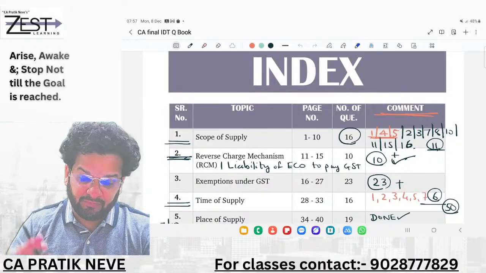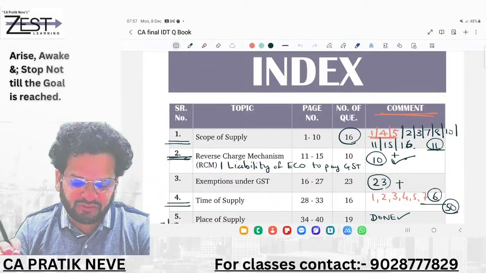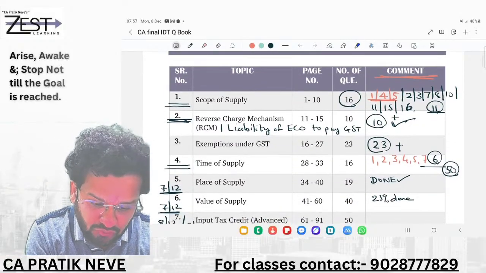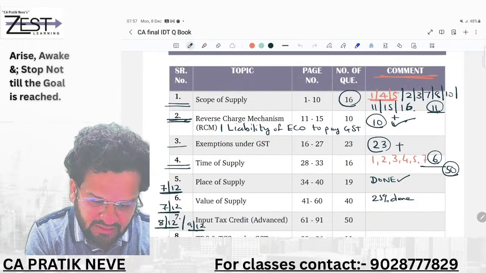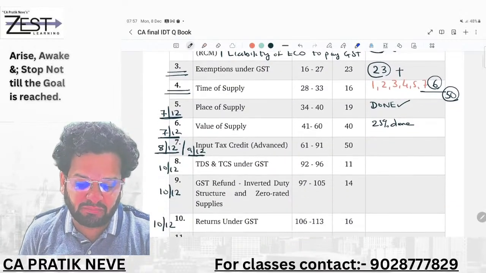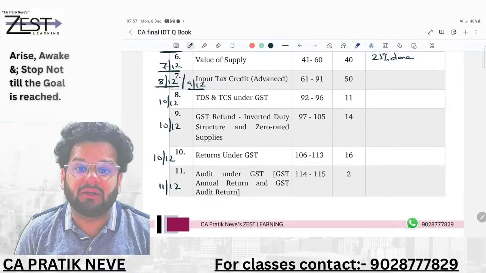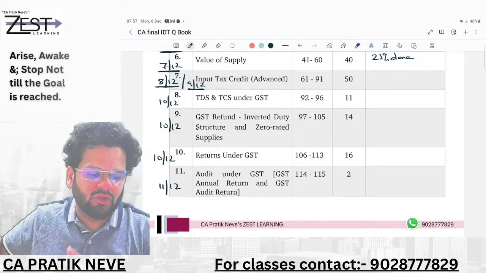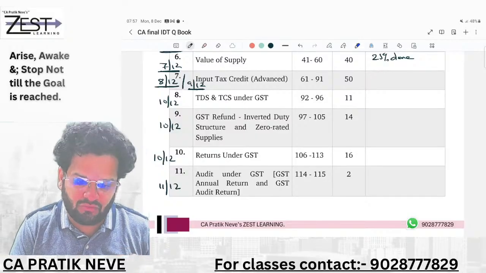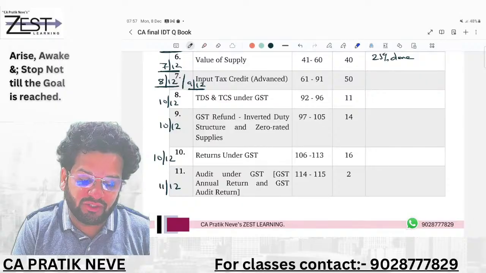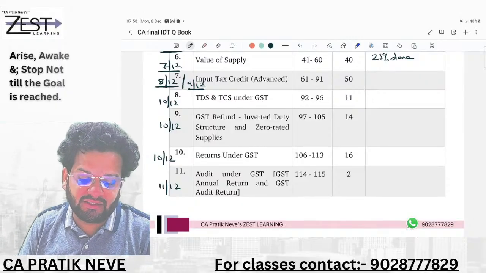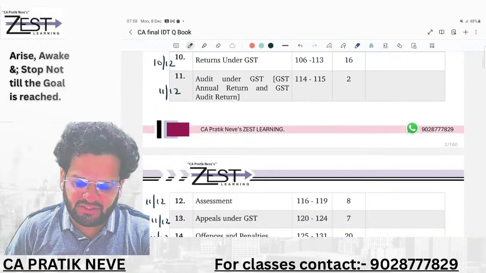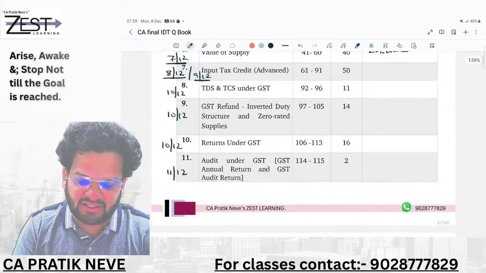So friends, we have till now done scope of supply, RCM, and exemptions also we have covered. Yes, time of supply, place of supply, and some questions of valuation we did yesterday also. Today we are doing the balance questions of value of supply and also going to ITC to the extent possible. Fantastic. So friends, let's get started.